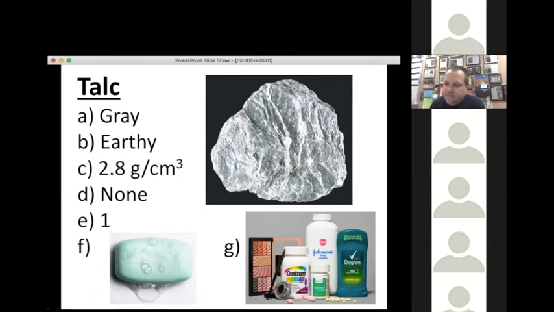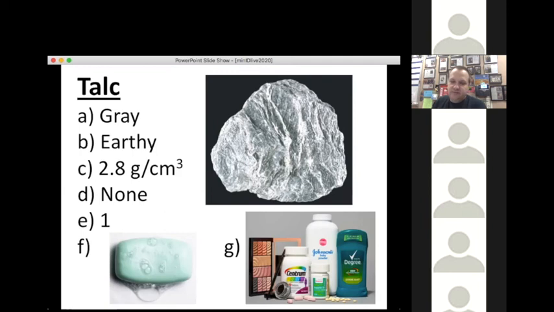Letter G, what do we use talc for? We use talc for lots of things. The main thing is this one right here, baby powder. When you crush talc, that's what's in baby powder. It's very soft, and it can help keep things dry. We use it in deodorant, medicine, vitamins, makeup. If you wear makeup, there's probably talc-based powder in it. So lots of important things that talc is in.